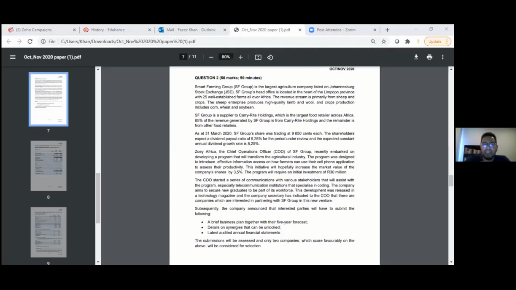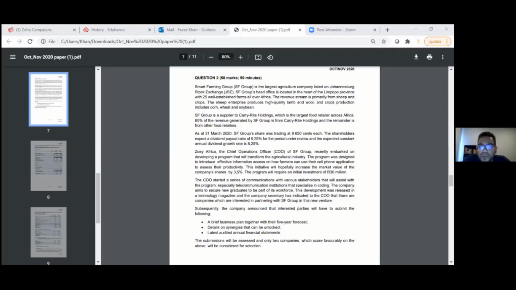So to give you an idea of a way of reading, I'll try to show you how to read, but also pay attention to how I read and what I pick up. I'll share it with you as I go through, and then try to replicate that when you start practicing, because that's how you're going to improve on your exam technique. That's how you're going to improve on finishing a paper, by making sure you understand the scenario. So let's get going. They say Smart Farming Group, SF Group, is the largest agriculture company listed on the JSE.